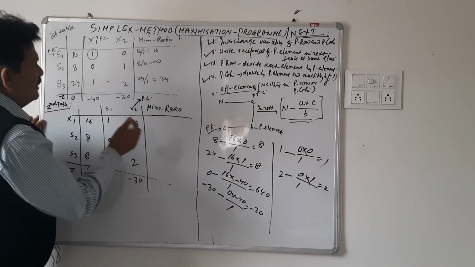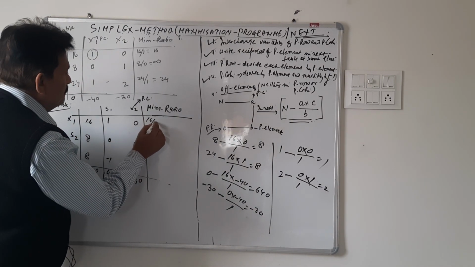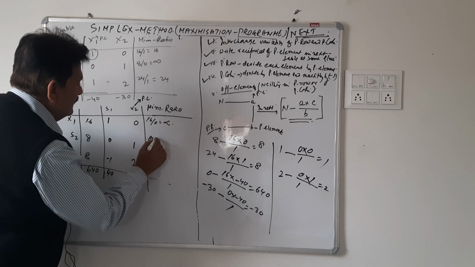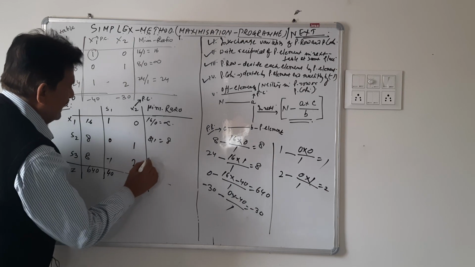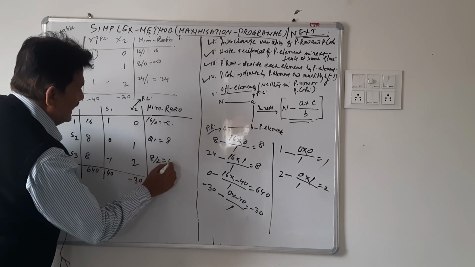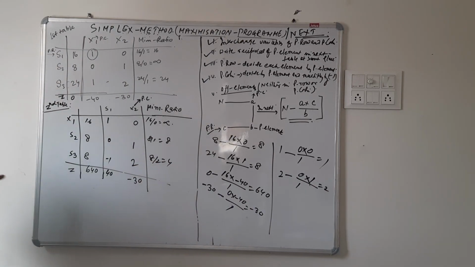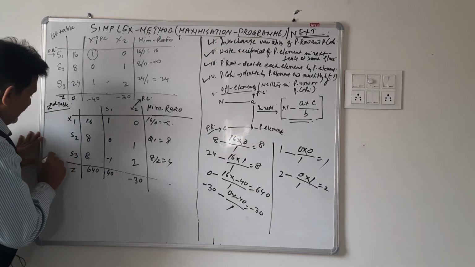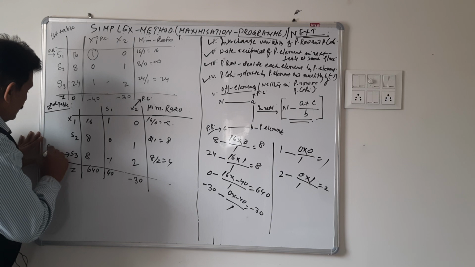So 16 by 0, 8 by 1 and 8 by 2, that is 4. We look for the minimum value. This is minimum, so this will be the pivot row.